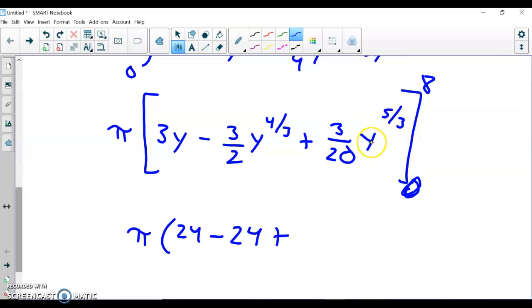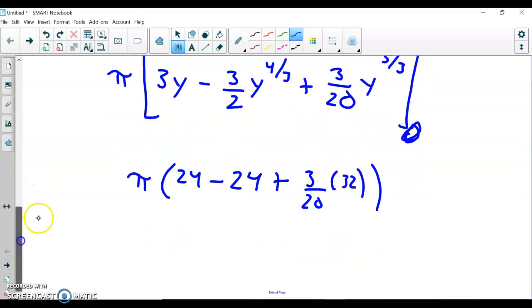And then we've got plus. Again, we're plugging in 8 here. The cube root of 8 is 2. 2 to the 5th is 32. And so we've got 3 over 20 times 32. Whatever that makes. Let's figure that out. All right, so the final answer, look, this cancels out, right? So it's just going to be, what is that? 16 over 10, 8 over 5.